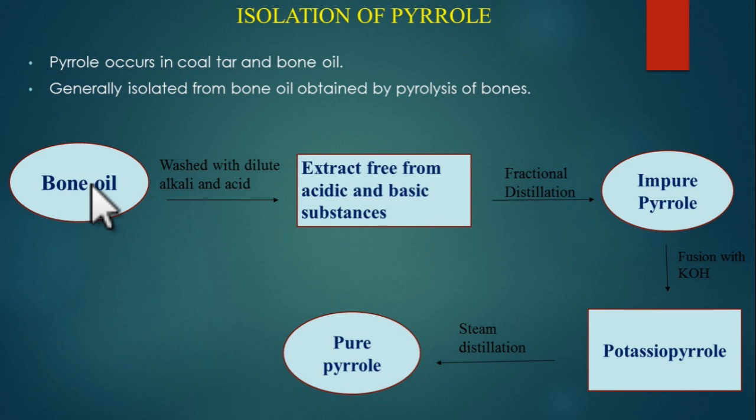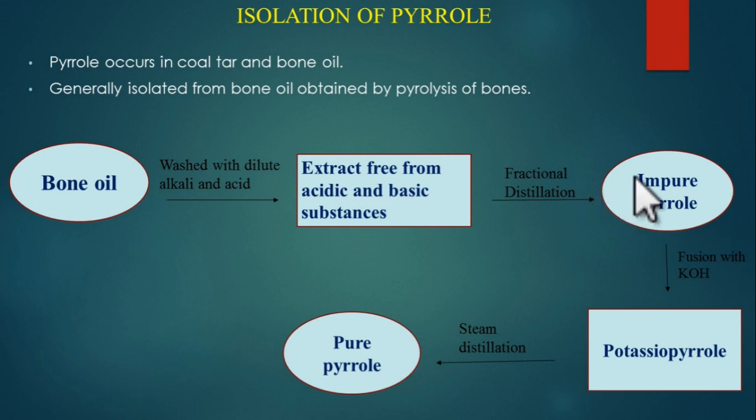Then we will extract it. We will get it free from acidic and basic substances by excessive washing with dilute alkali and the acid respectively. Then this extract, which is free from these impurities of acidic and basic substances, undergoes fractional distillation, from where we will get pyrrole.